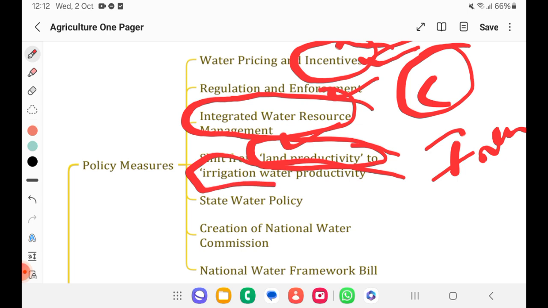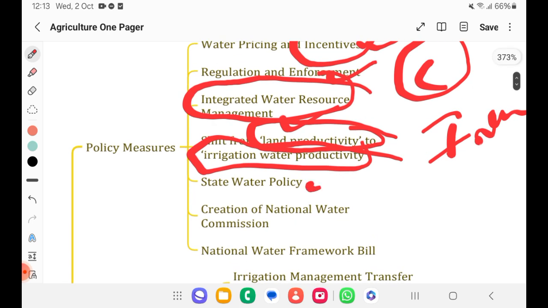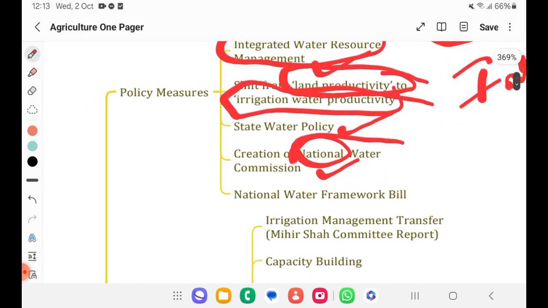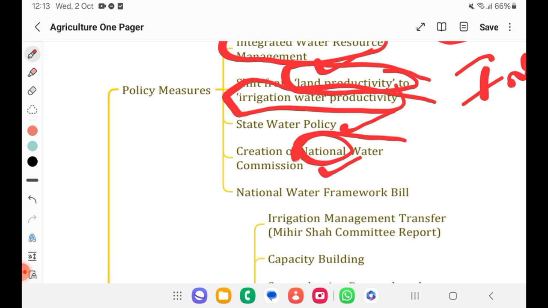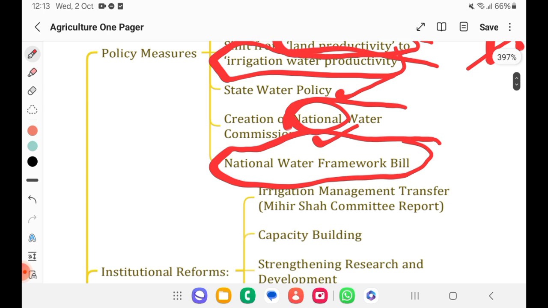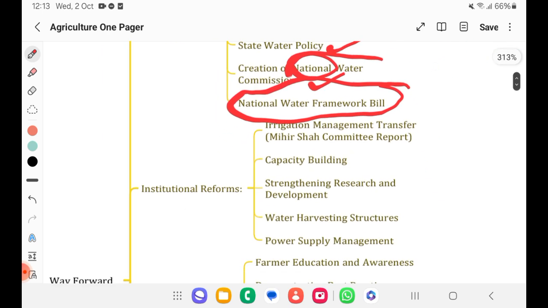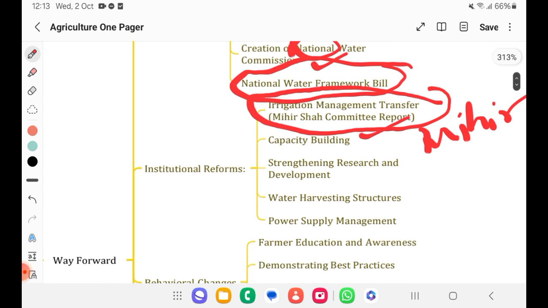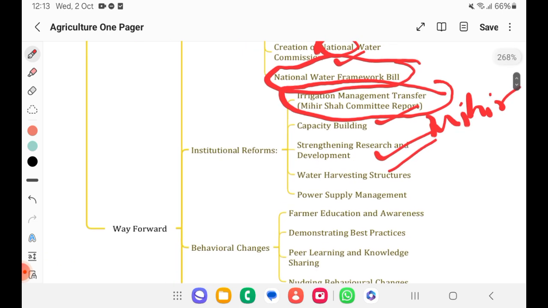Then we should have a state water policy and creation of a National Water Commission. We have the Central Water Commission, but we should have a National Water Commission with recent, updated mandates. The National Water Framework Bill is there and has to be approved. Then institutionally, irrigation management transfer should be there according to the Mihir Shah committee report. So on water, the Mihir Shah committee is important. Capacity building should be there, strengthening R&D, water harvesting structures and power supply management.